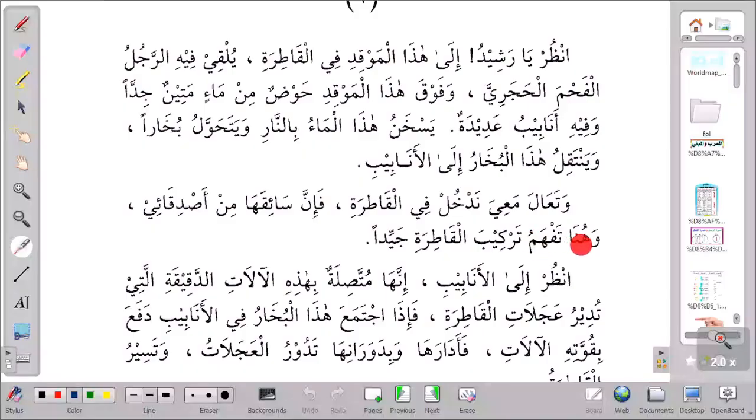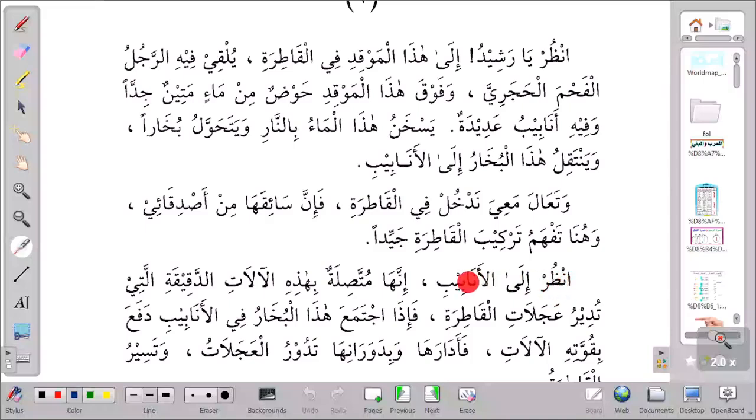And he says wa huna, if we enter, that's when tafhamu tarkib al-qatira, the arrangement, the nizam, meaning the system, how it is arranged. Tarkib means for something to be arranged. The arrangement of something is what we call tarkib. So tarkib al-qatira, the arrangement of the locomotive. Jayyidan, very well. That's when we will now understand it. So he says that we should enter so that you understand it better.